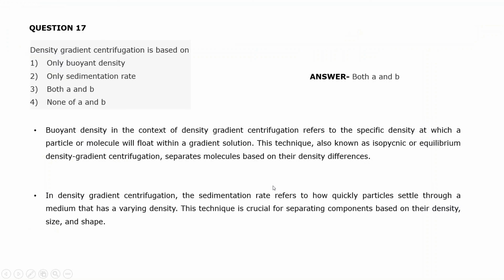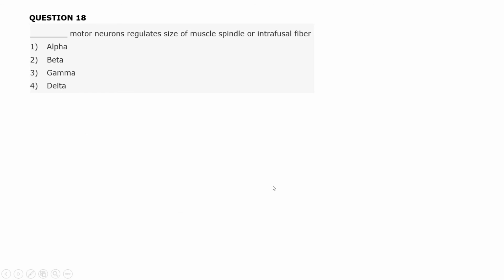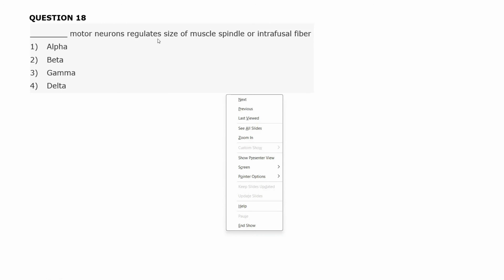So I think this answer is clear. I will just move on to the next question then. Coming on to question number 80. Which motor neurons regulate the sizes of muscle spindle or intrafusal fiber? First one is alpha, second one is beta, third one is gamma and fourth is delta. Which might be the answer?